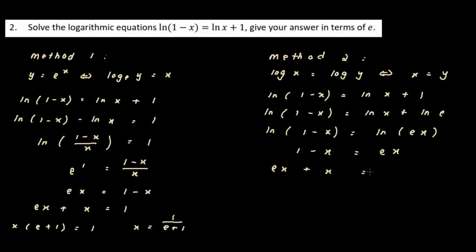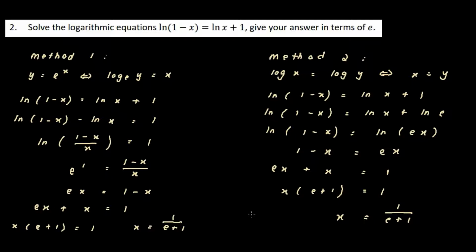Do I do anything wrong here? Oh yeah, plus, correct. So 1. All right, so x e plus 1 equals 1. So what is x? 1 over e plus 1, which both of these approaches give you the same answer.